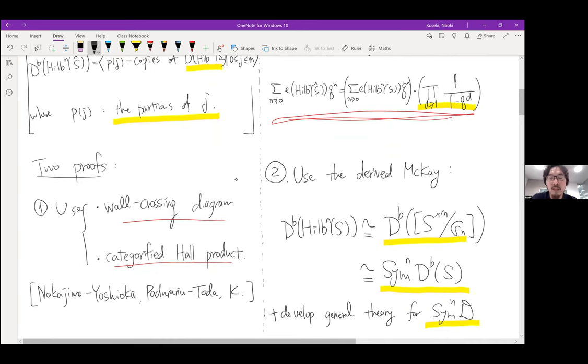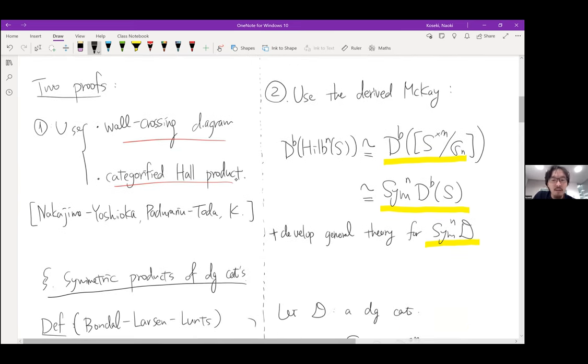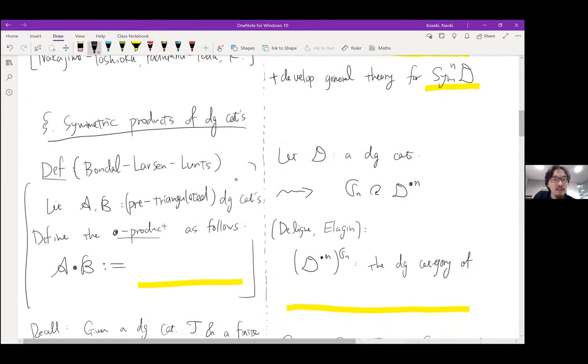So the advantages of the second approach are the following. First of all, although the derived McKay correspondence is a very deep result, once you assume it, the remaining proofs are relatively easy compared to the first approach. And secondly, I can apply the general theorem about symmetric products of DG categories to other types of surfaces to get various interesting SODs for Hilbert schemes, not necessarily for the blow-up. So that's my motivation and a special case of my main result. Let me explain about symmetric products of DG categories.